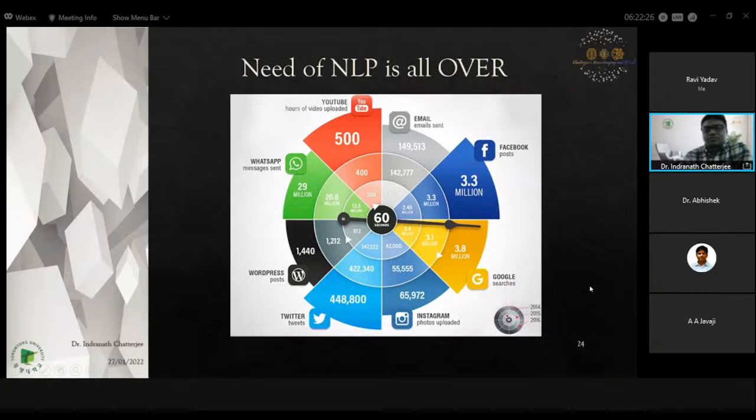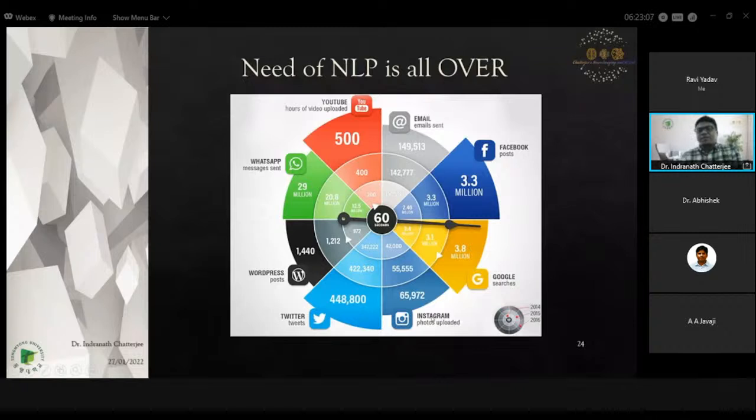NLP is everywhere because textual data, or any kind of data which requires NLP, is everywhere. This is a generic structure that I have taken randomly from Google today. It says that every 1 minute, 3.3 million Facebook posts are posted, 500 hours of YouTube videos are uploaded, more than 29 million WhatsApp messages are seen, and more than 65,000 posts are uploaded on Instagram.